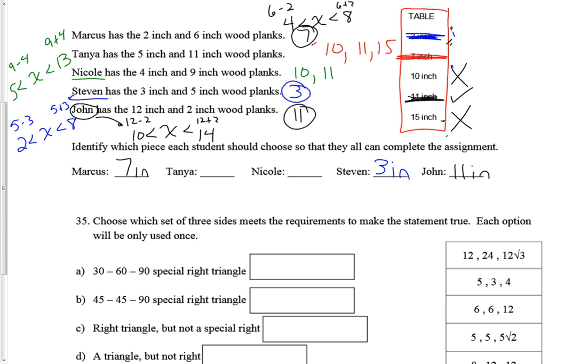Then we can now move up to Nicole. Well, if John has the 11-inch, that means Nicole cannot use the 11-inch. She must use the 10-inch. At which point, we can now move on to Tanya. The 10-inch is being used by Nicole. The 11-inch is being used by John. So the 15-inch plank is the only one left for Tanya to select. Now each person has a wooden plank that will create a triangle with the pieces they've been given.